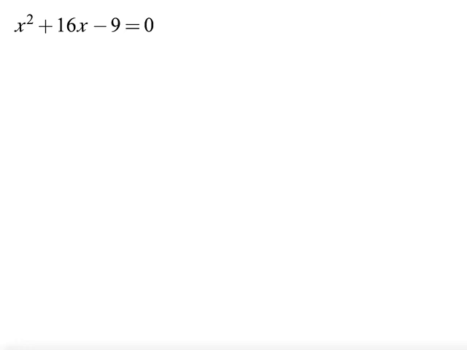Now I could use the quadratic formula, but I want to show you another alternative, which is completing the square. The first thing I need to do is make sure that in front of my x squared, there's an imaginary 1. So basically I want to make sure that my A is 1. The other thing I want to do is get this constant number to move to the other side. To do that, I'm going to add 9 to both sides. And so when I add 9 to both sides, I'm going to end up with x squared plus 16x equals +9.